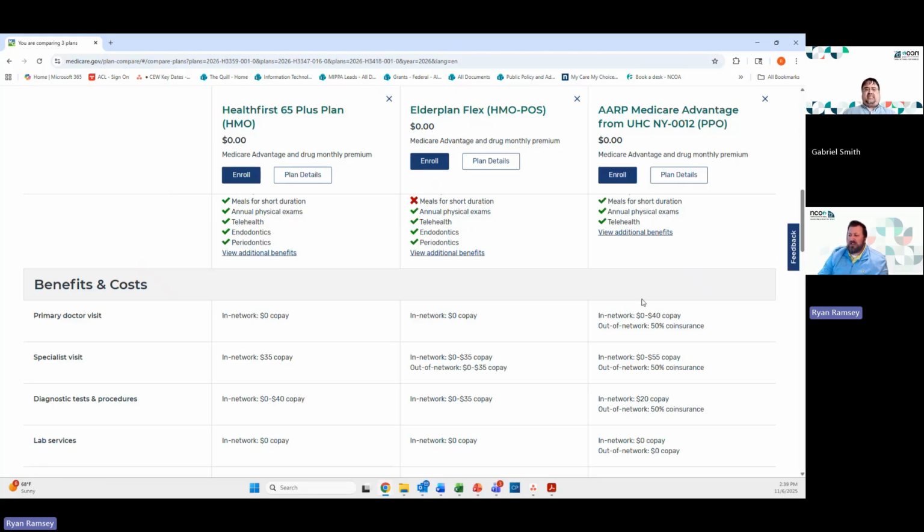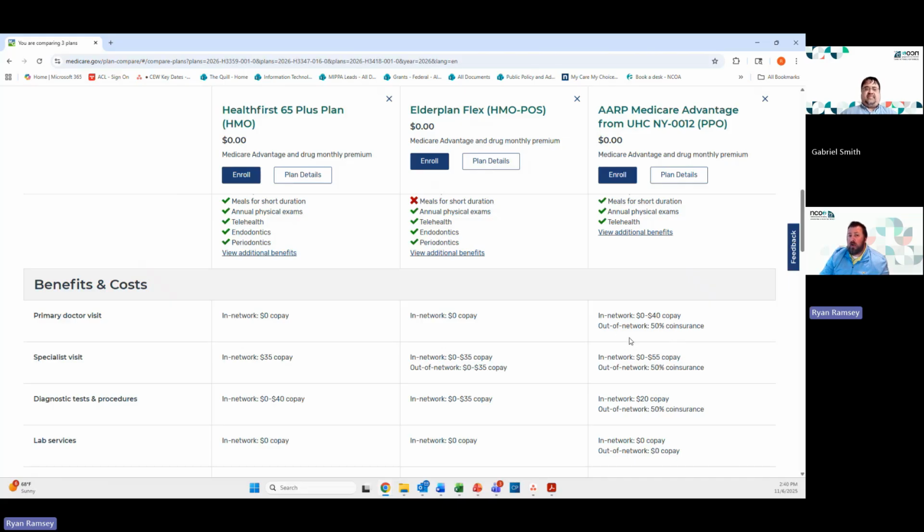So this person says, I'm going to see my primary care physician 4 times a year. Under Health First, I'd have to stay in network, so only see doctors within this plan's network. If I go to see my primary care physician, I'm not paying anything out of pocket. If I go with AARP, if I go 4 times a year, I'm going to pay somewhere between nothing and $160 in copays for those visits. That's if I stay in network.